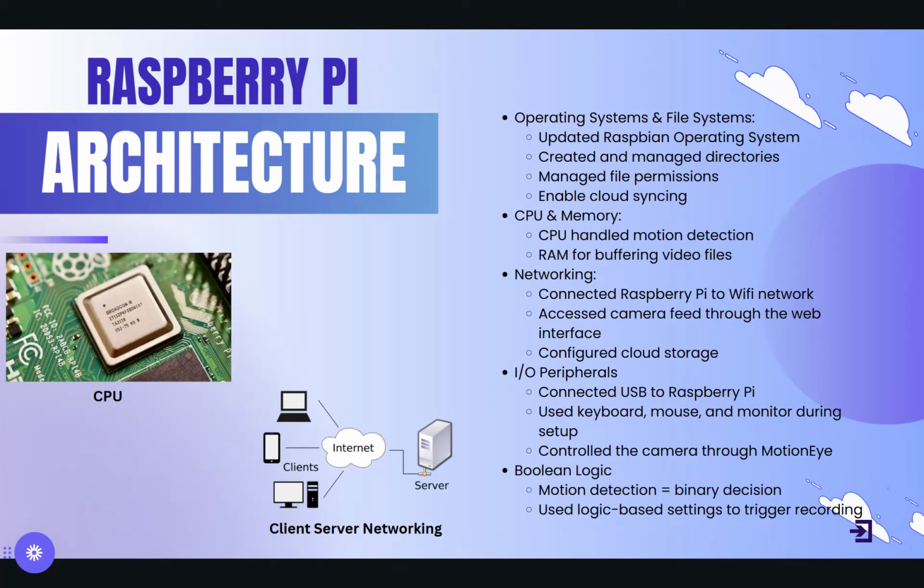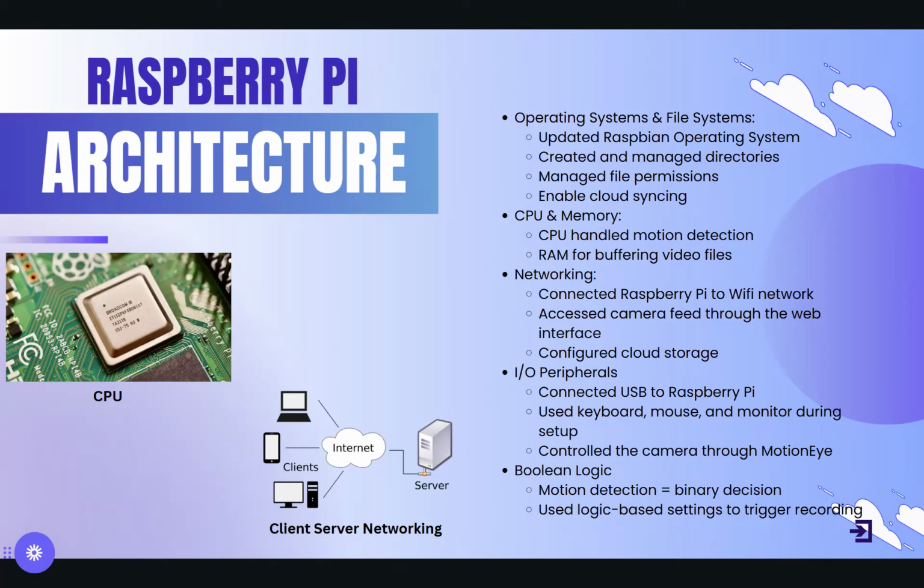Networking was also a really essential concept that I used in this project. I had to connect the Raspberry Pi to Wi-Fi so that I could access the MotionEye interface from other devices. And then once it was online, I configured it to upload video files directly to the cloud, which also taught me how client-server networks work. So the Pi is the client sending the data to a cloud-based server like Google Drive.